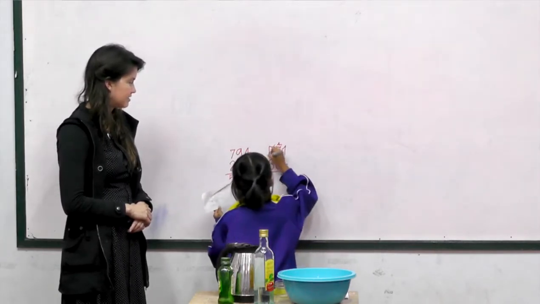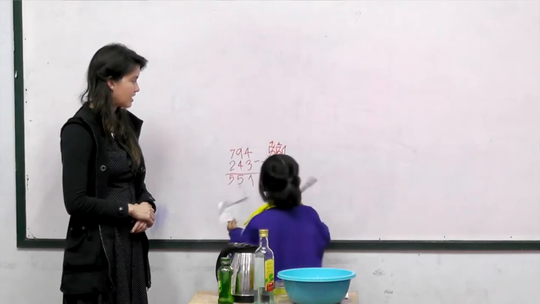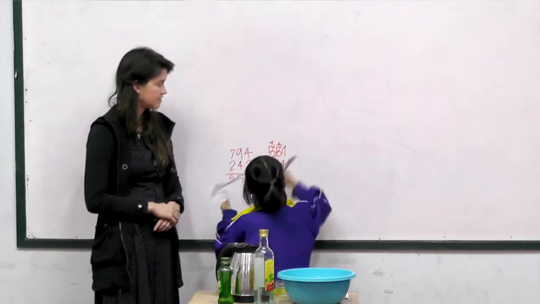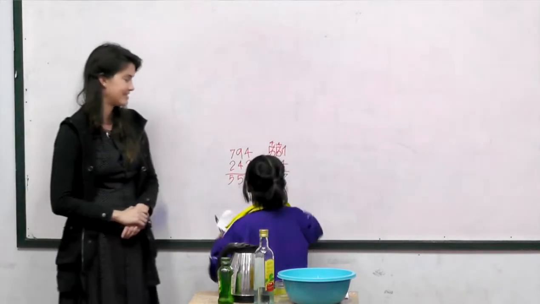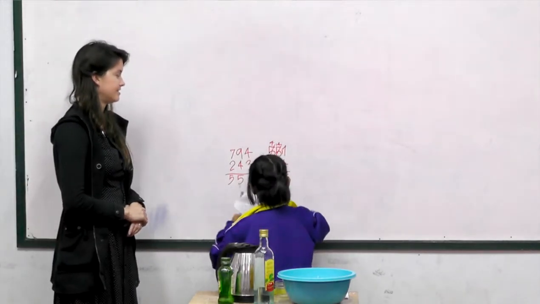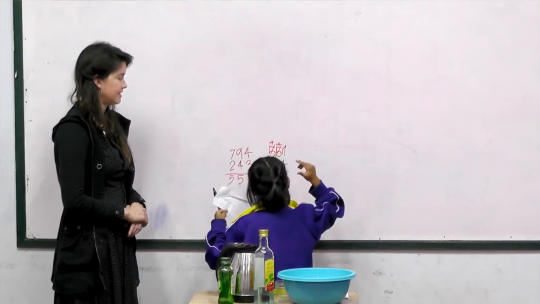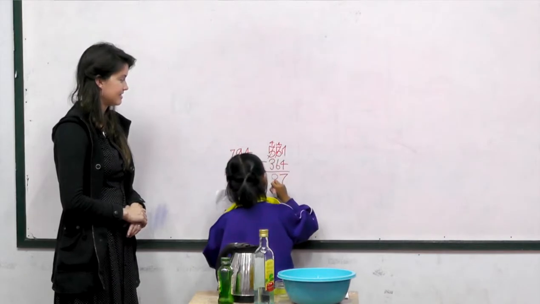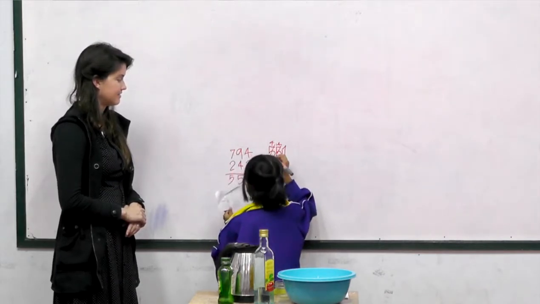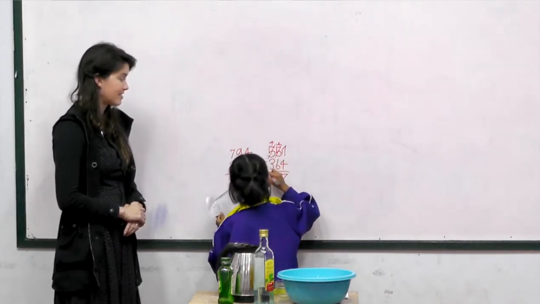Okay. Ooh, we've got to borrow 2 times. Okay. 14. Good. 14, 13, 12, 11, 10, 9, 8. Good. This is 1. Very nice, friends.